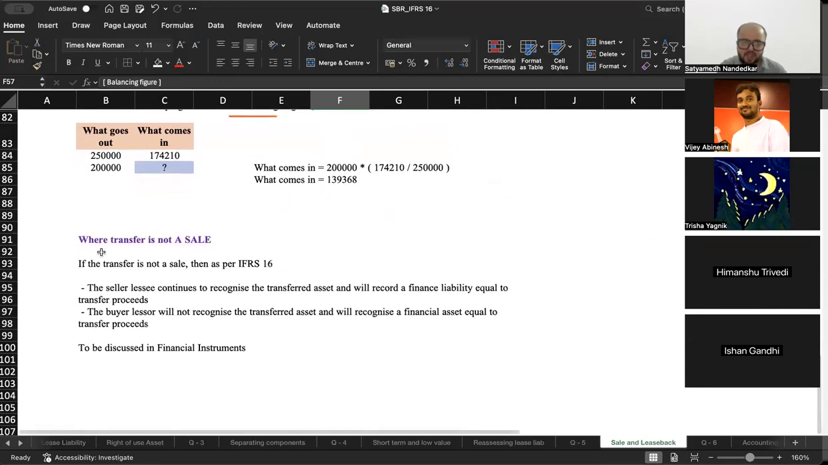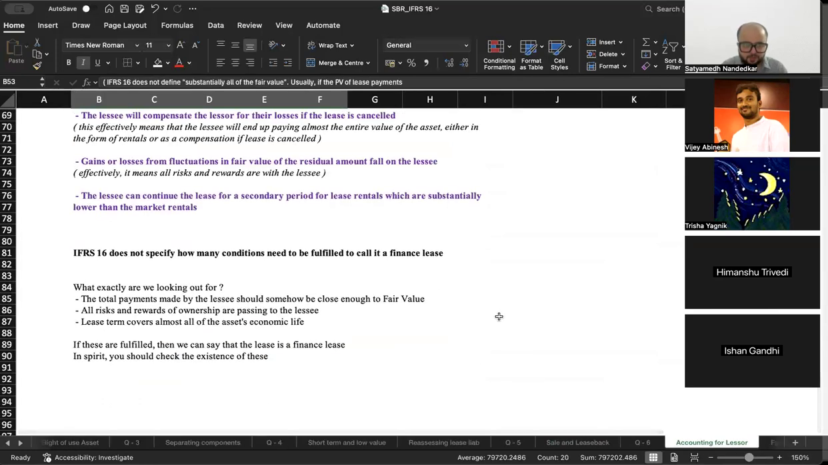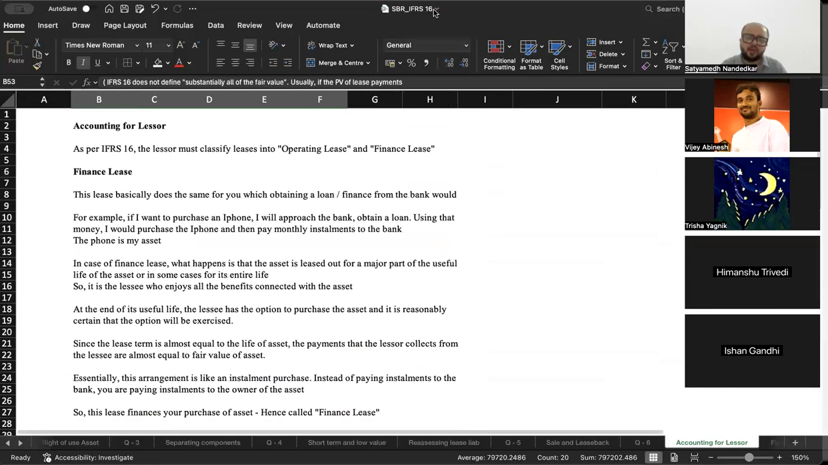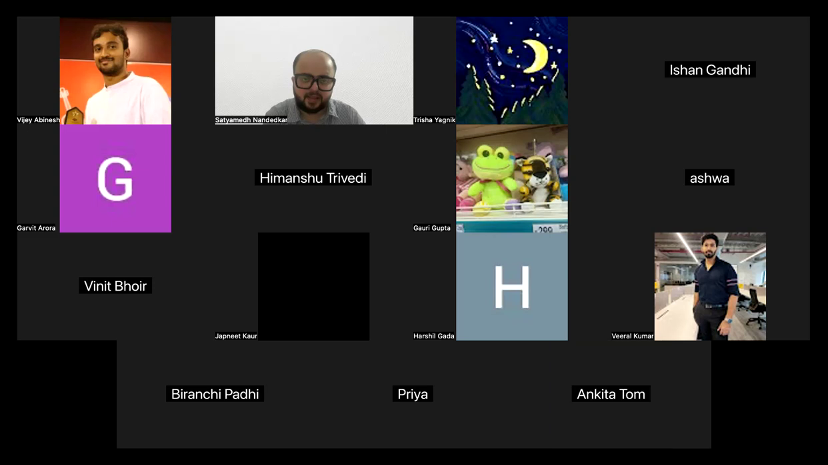ठीक है, when the transfer is not a sale, it is then as per IFRS 16, the seller lessee continues to recognize the transferred asset and will record a finance liability equal to transfer proceeds. We have seen this in financial instruments. Now, while that was accounting for the lessee, that is the tenant, we also need to understand how does the landlord or the lessor account for a transaction of lease.